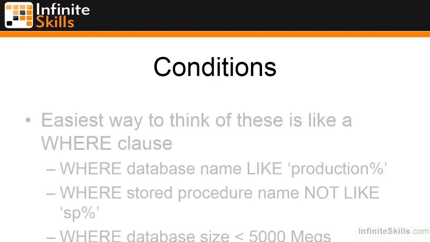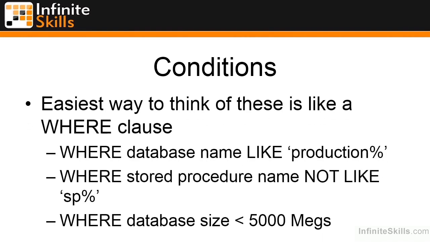The easiest way to think of a condition is like a where clause. You can set a policy where the database name must be like production with a wildcard after it. You can set a policy where stored procedure name is not like sp_, meaning the stored procedure does not start with sp_, allowing the name to start with anything other than that. You can also set a policy where database size is greater than 5,000 megs.